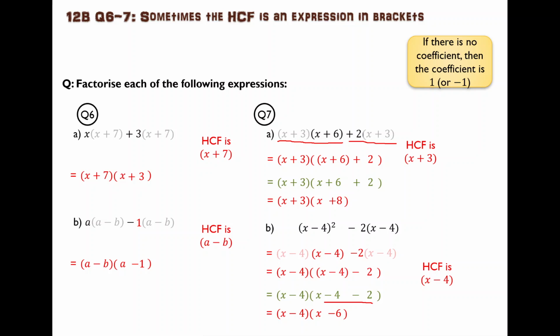So good luck solving these, or factorizing these expressions and similar ones where the highest common factor is in brackets. Don't forget to simplify at the end. Until next time, bye.